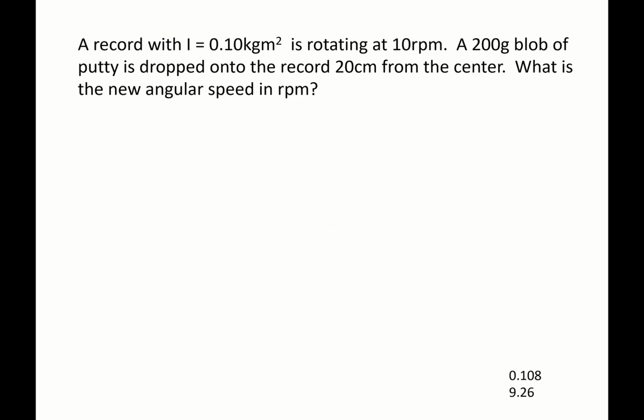Let's do a slightly more complicated one. So now I have a record, and the record has a 0.10 kilogram meter squared moment of inertia, just for the record itself. And it's rotating at 10 revolutions per minute. And again, we're going to do the same thing that we did in the previous problem. Revolutions per minute isn't the standard units, but because I'm going to end up having the RPM on both sides, it'll cancel out, so it doesn't matter.